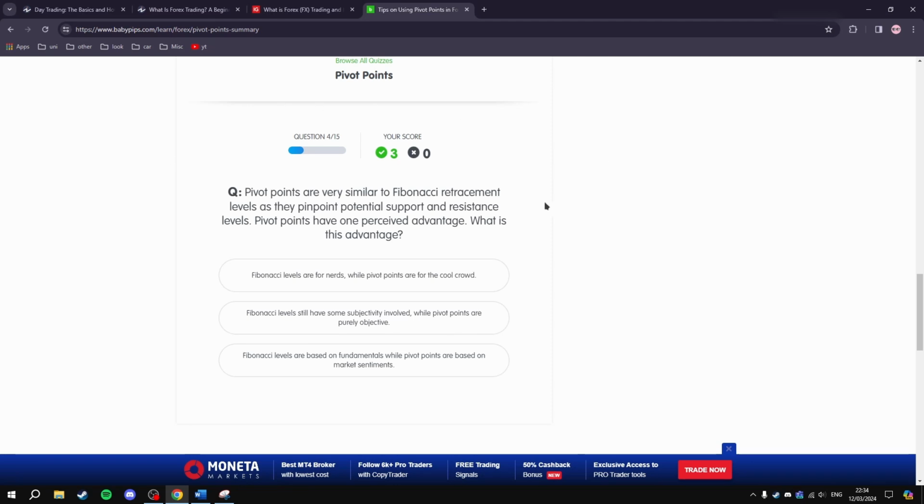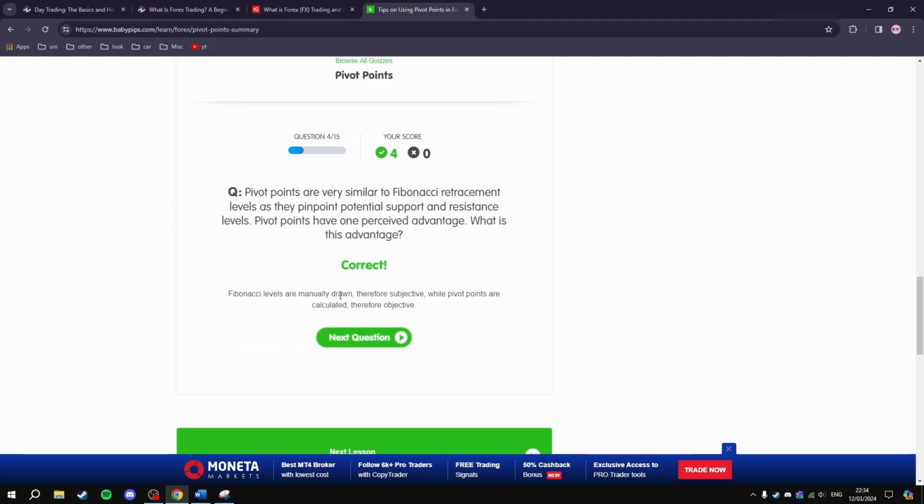Pivot points have one perceived advantage. What is this advantage? It's objective, isn't it? Fibonacci levels are for nerds, while pivot points are for the cool crowd. Very nice. Fibonacci levels still have some subjectivity involved, whereas pivot points are purely objective. Yep. Fibonacci levels are manually drawn, therefore subjective, while pivot points are calculated, therefore objective.